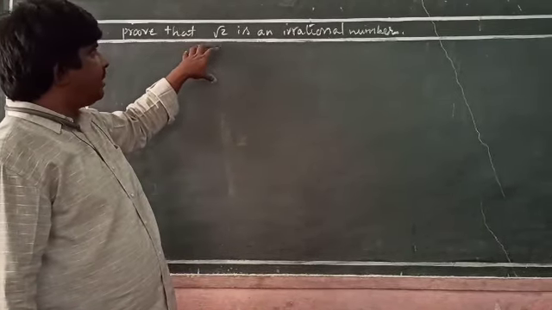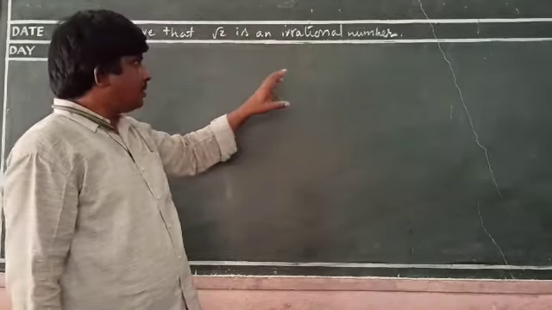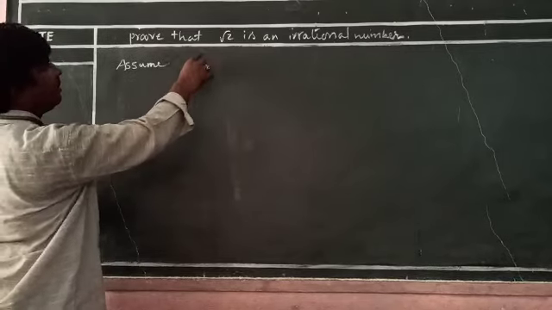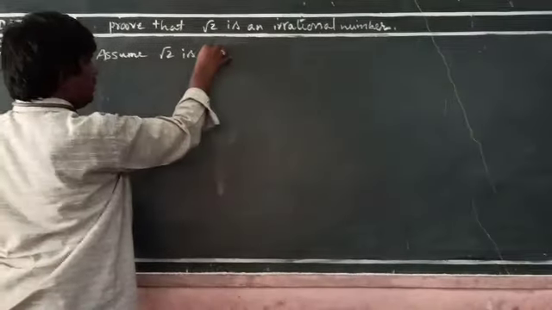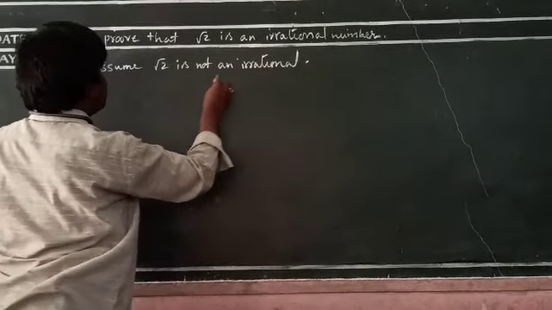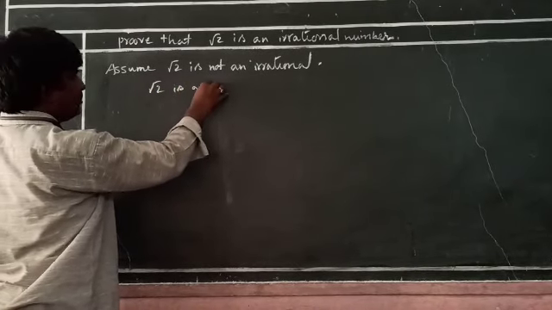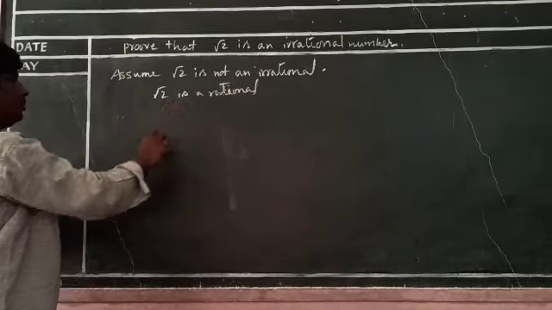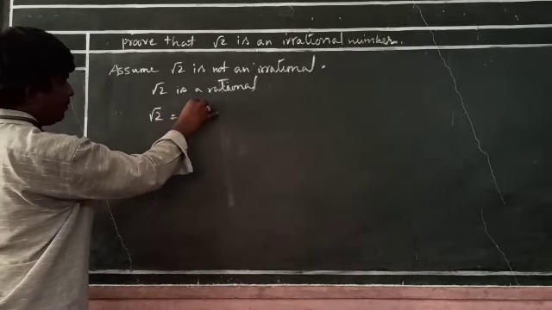So what sentence will we get if we consider it as a false statement? Root 2 is not an irrational number. So assume root 2 is not an irrational number. Root 2 is not an irrational means root 2 is a rational number. So we adopt the definition: root 2 becomes in the form of p by q.